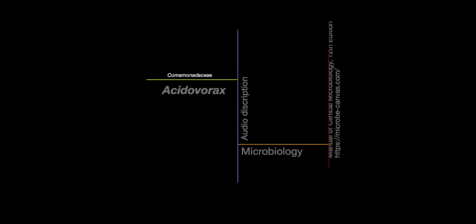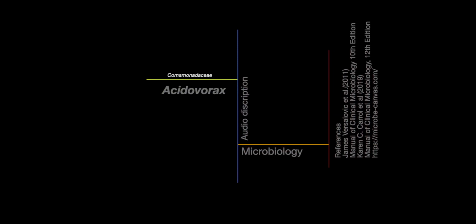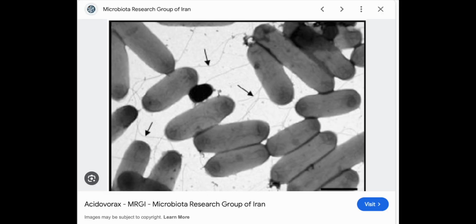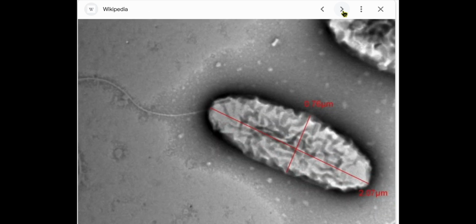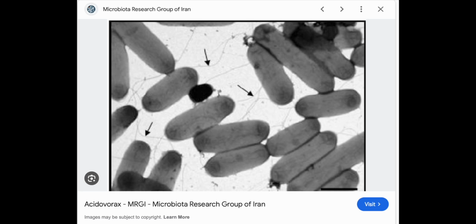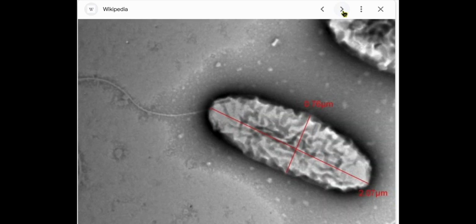Acidovorax. General information. Taxonomy of Acidovorax. Family, Comamonadaceae. Acidovorax, a genus of bacteria, belongs to the family Comamonadaceae. This family comprises a diverse group of gram-negative bacteria that are often found in various environments, including soil and water. Formerly Pseudomonas. Previously, Acidovorax species were classified under the genus Pseudomonas.